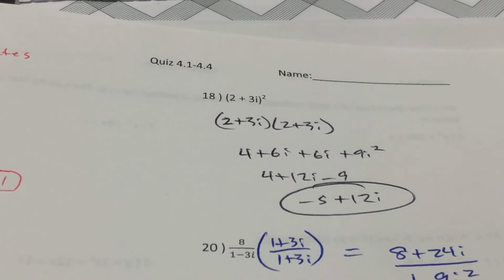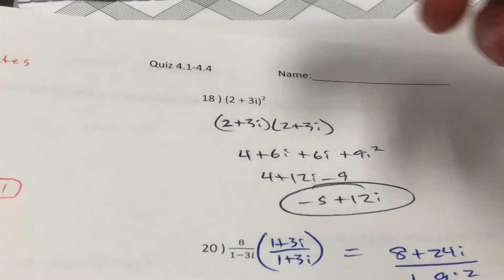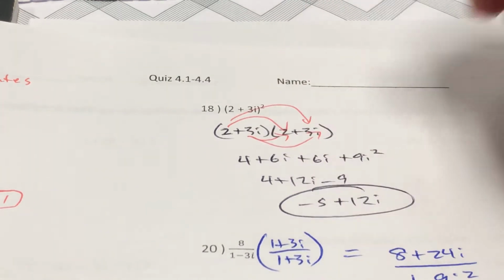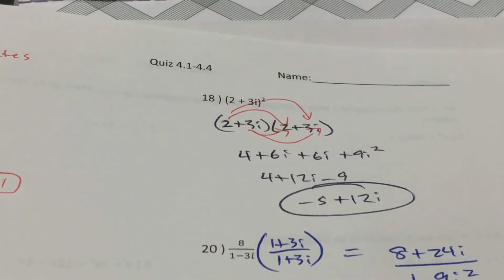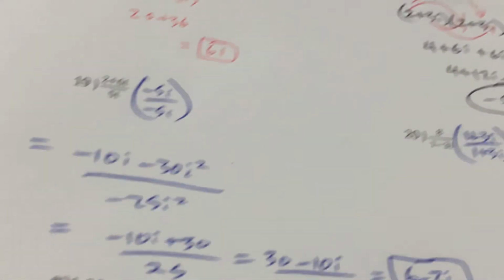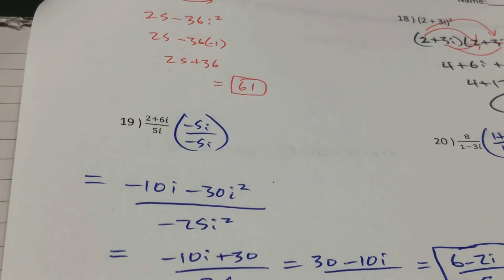I'm going to write this as 2 plus 3i twice. I'm going to do the first, 4 plus 6i plus 6i plus 9i squared. All right, let's write the real part first. A negative 5 plus 12i. 19 is one we did today as well.